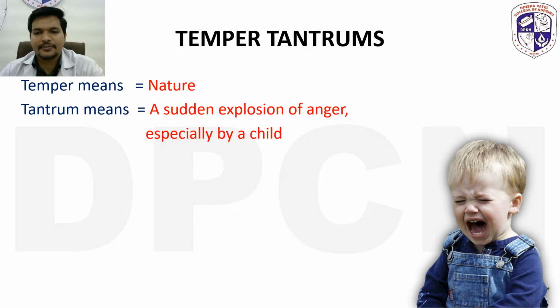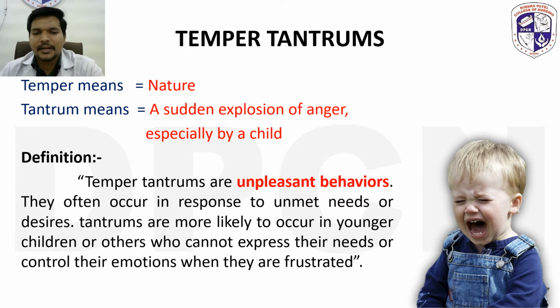So what is the definition? A temper tantrum is unpleasant behavior. It often occurs in response to an unmet need or desire. Tantrums are most likely to occur in younger children who cannot express their needs or control their emotions when they are frustrated. Whenever children are frustrated and have strong emotions, at that age there is very strong curiosity about exploring the area. So there are certain interventions for how to manage the temper tantrum.